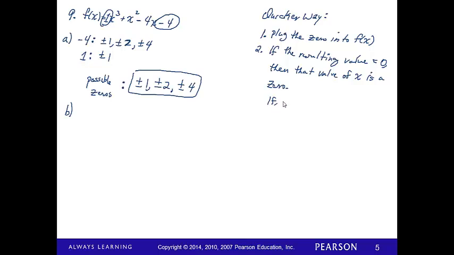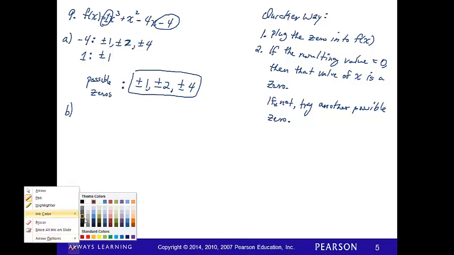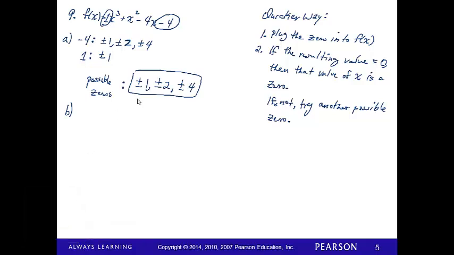If not, try another possible zero. So go ahead and take each of these and plug into the original function. Whichever one gives you a 0, that is the one you're going to use for your synthetic division.